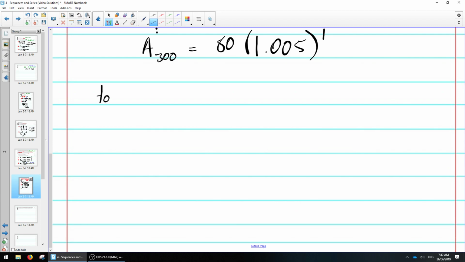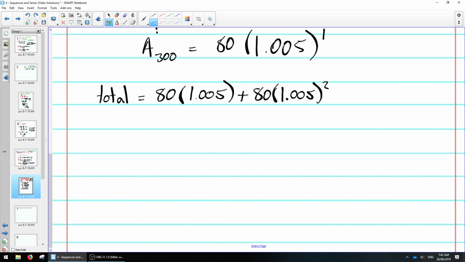So the total is going to be 80(1.005) plus 80(1.005)^2 plus, plus that first installment 80(1.005)^300. Remember, we like to do it in reverse here because generally making it a divergent series is going to be easier than making a convergent series. So I've flipped it around, so that's A300, that's A299, that's A1. Okay? So we're adding up all those installments.